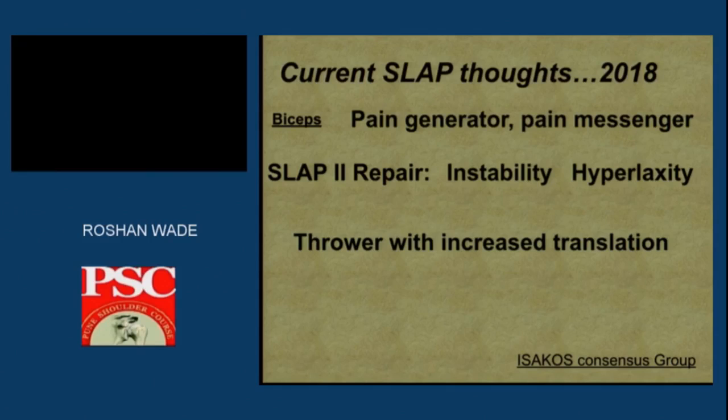So currently the type 2 SLAP lesion, especially when associated with instability, needs to be repaired. Otherwise you should not repair isolated type 2 SLAP tears. Especially in throwers who are involved in high activity or the activity of throwing, you should not encourage more translatory movement, and so you should consider them for rehabilitation.